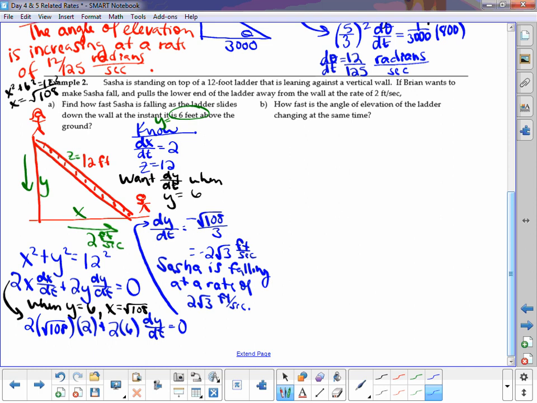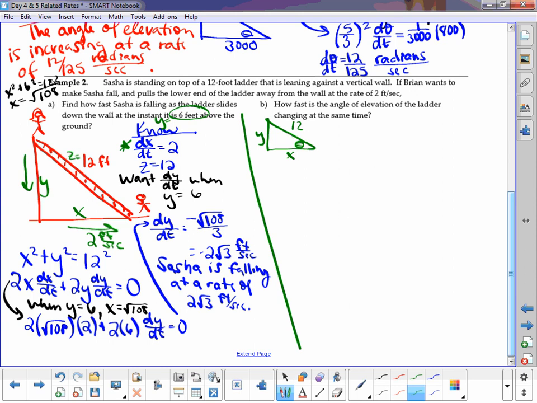Okay, so now let's take a look at B. How fast is the angle of elevation of the ladder changing at the same time? Ooh, angle of elevation, gotta use trig. Okay, so let's take a look at our scenario here. Our generic scenario is angle of elevation, theta there. Z was fixed, and then X and Y were changing. We have given to us dx dt, and we know our z value.